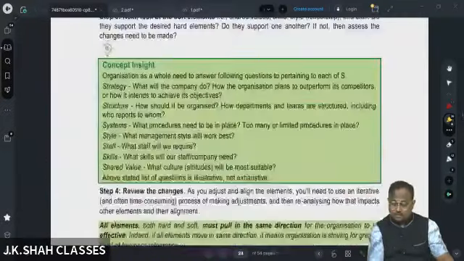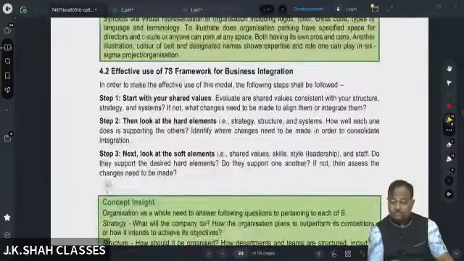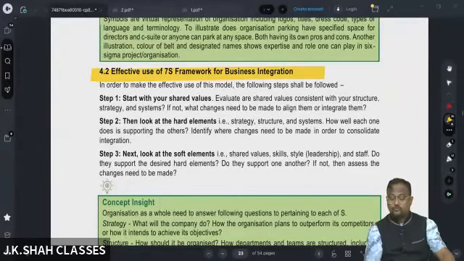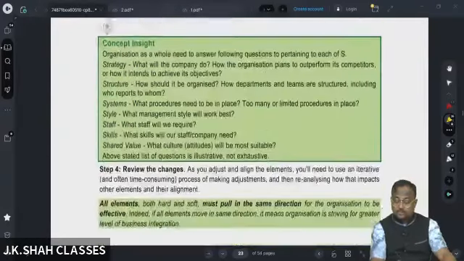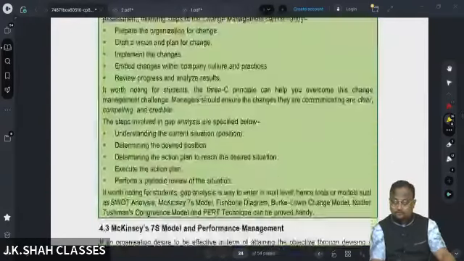Read the next part, have a glance on it. Effective use of 7S framework for business integration. स्टेप नंबर 1 2 3 4 पढ़ लो एक बार.